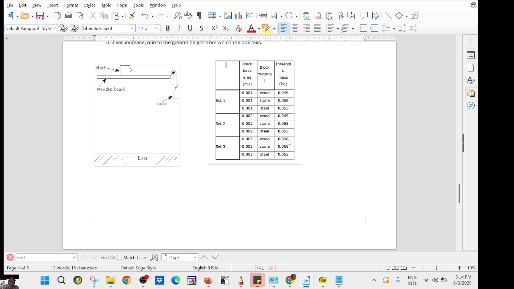It stays the same. And likewise, if you look at another material and you increase the base area, you have here 0.068, 0.068, 0.068. So the base area doesn't matter. The threshold mass will be always the same. Okay, so it means the static friction will be always the same. So the friction does not depend on the area of contact.